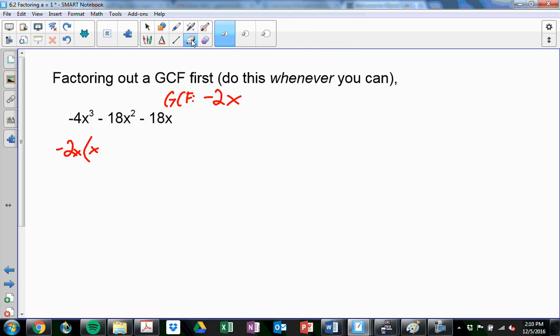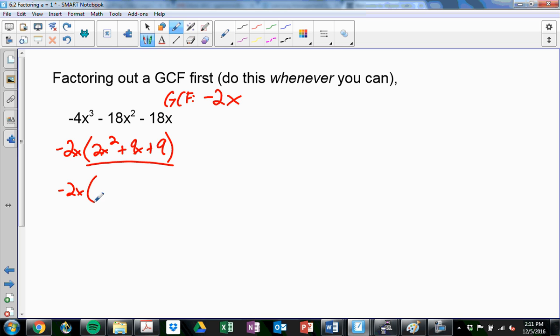So if I factor out a negative 2x, this is my GCF, negative 2x, I'm going to get 2x squared plus 9x plus 9. I divided everything by negative 2x and pulled it out in front. Now I'm going to factor this. I can do 2x and x. 3 and 3 multiply to 9. So here's 3x and 6x. 3x and 6x are 9x.